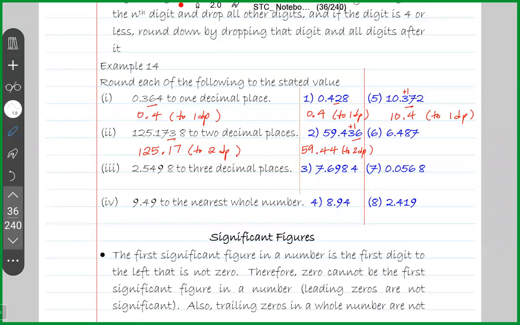Now, 6.487 to 2 decimal places. Again, I must consider the digit in the 3rd decimal place. If that digit is 5 or more, I'm going to add 1 to the digit before it. Since the digit I'm considering is a 7, I'm going to add 1 to the digit before it, making my answer 6.49 to 2 decimal places.